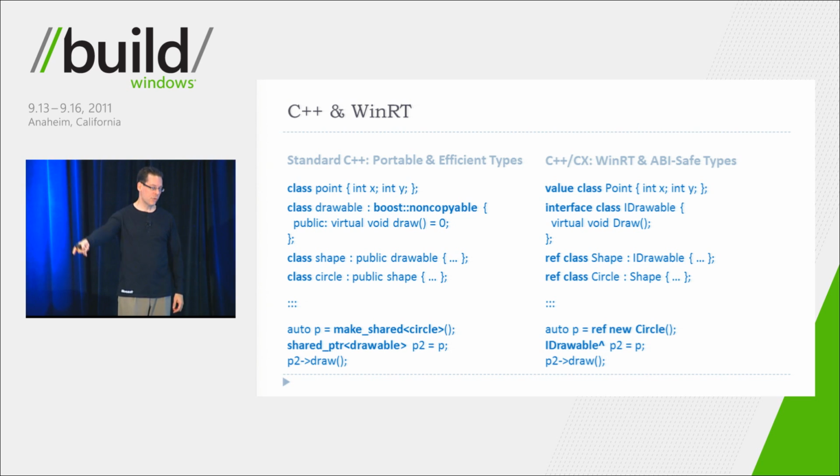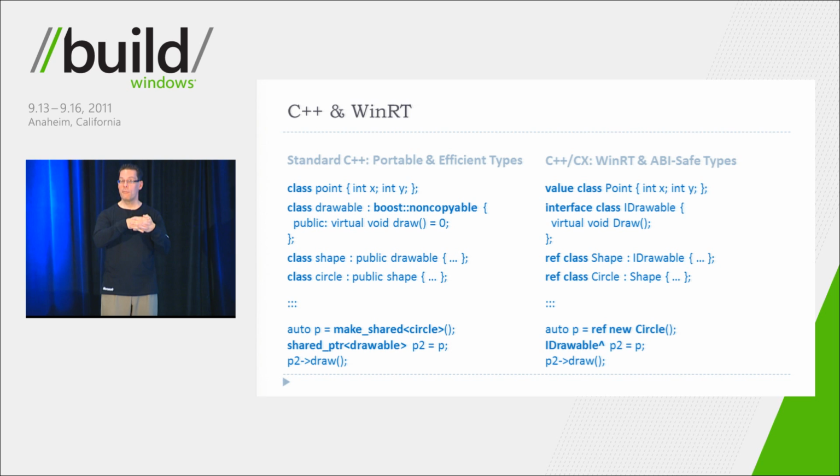I have a ref class shape, implements iDrawable. Ref class circle implements shape, inherits from shape. Yes, you can do inheritance of WinRT classes. And then I just use them with ref new and hat. And as a consumer, that's all I need to know. Clean code either way. Native portable C++, WinRT C++, and they're very similar. And they're fully integrated. You can use them together, and they're clean.